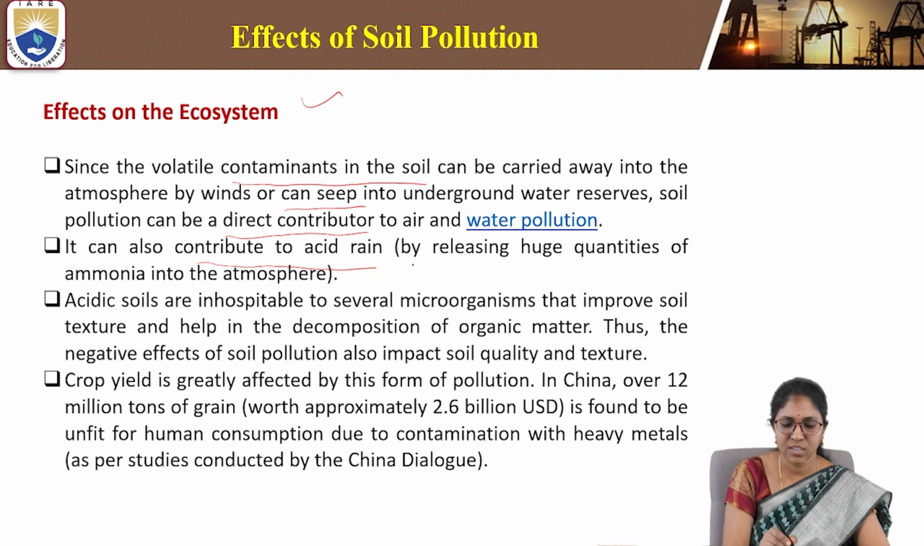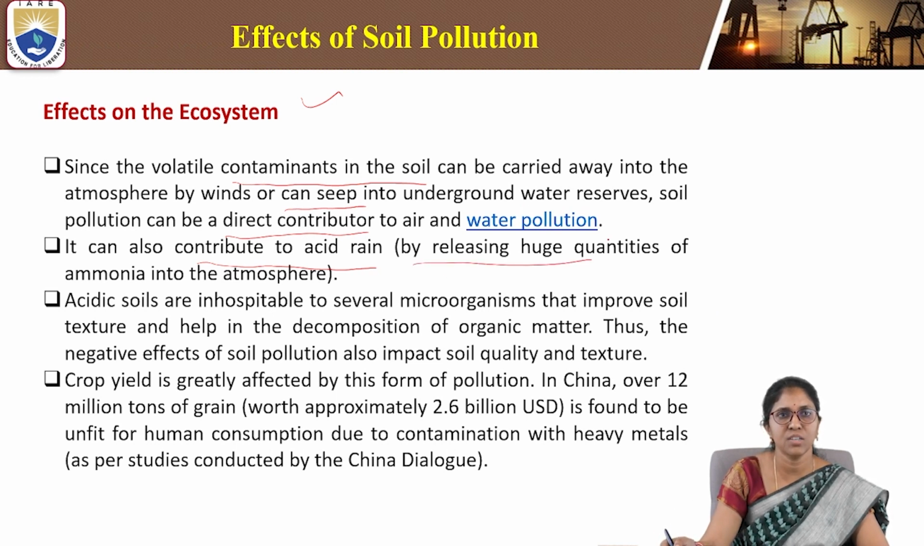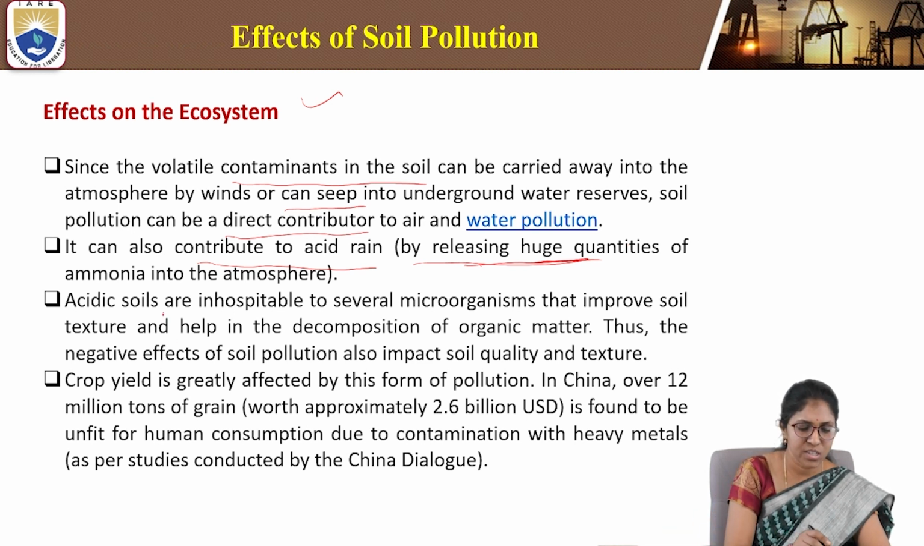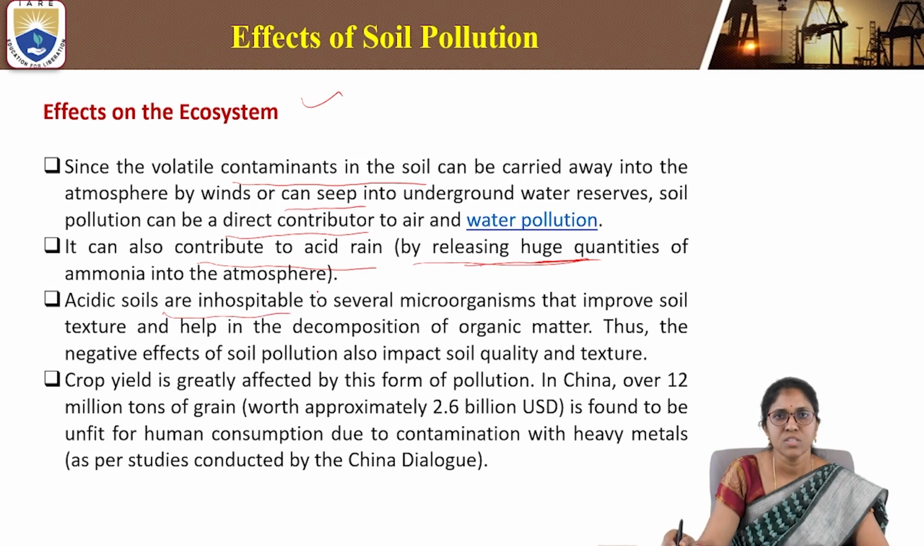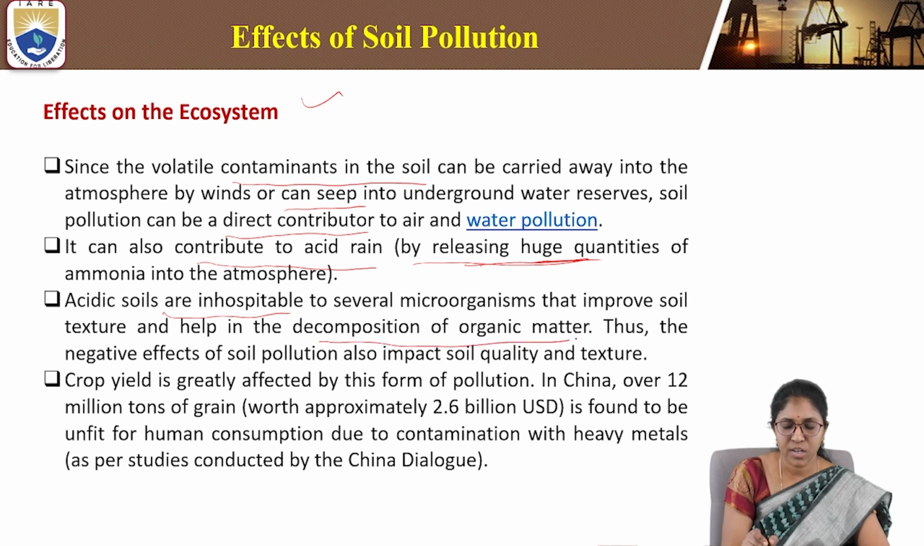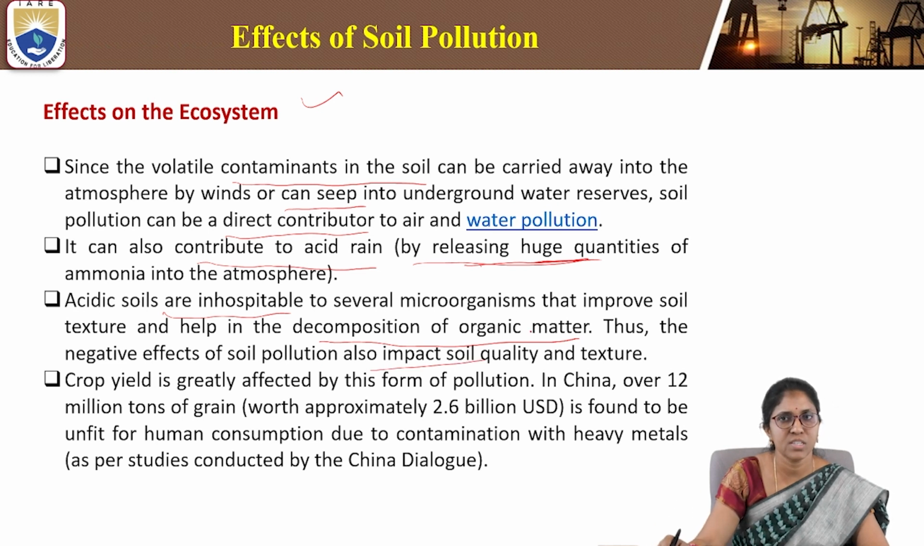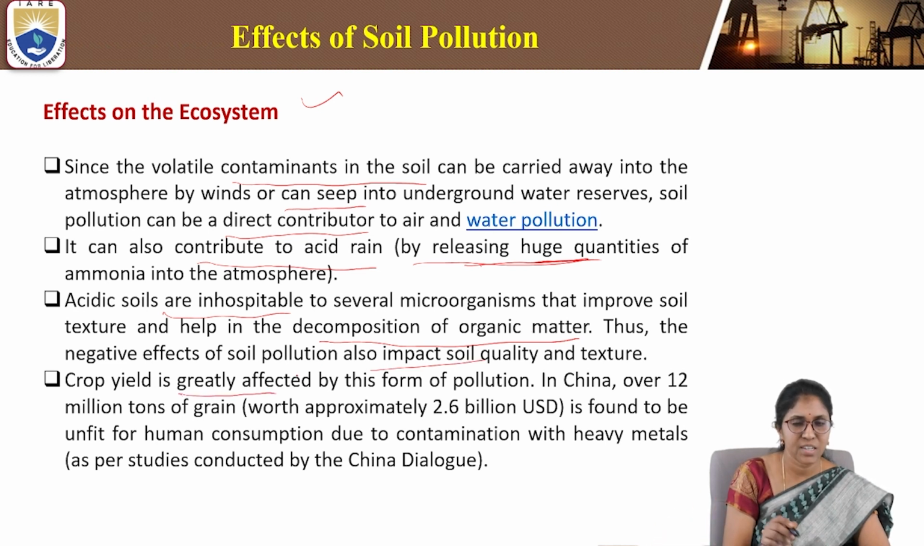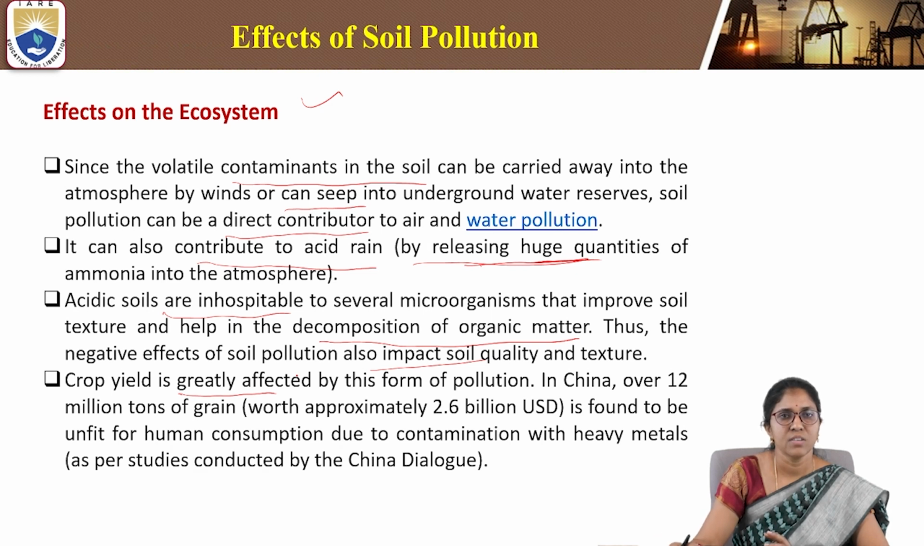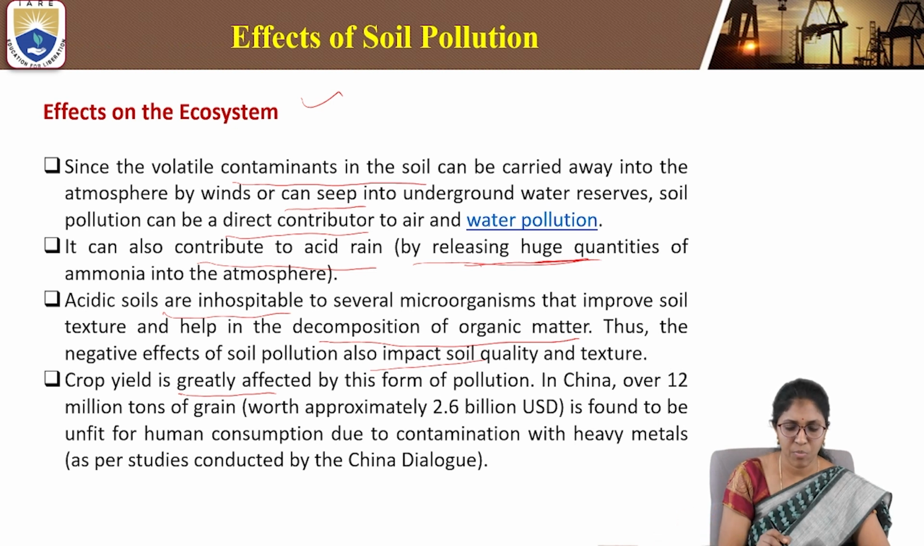By releasing a huge quantity of ammonia into the atmosphere, it contributes to acid rain. Acidic soils are inhospitable to several microorganisms that improve soil texture and help in the decomposition of organic matter. Thus the negative effects of soil pollution also impact soil quality and texture. Crop yield is greatly affected in the agriculture industry by this form of pollution.